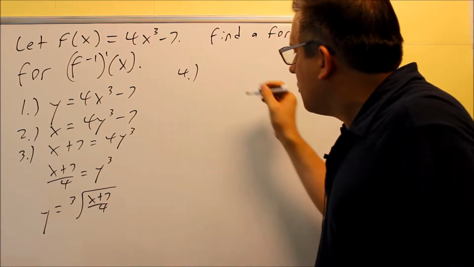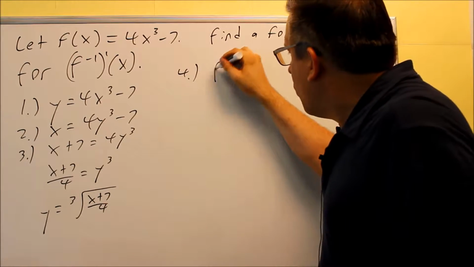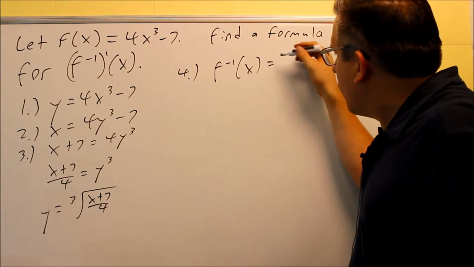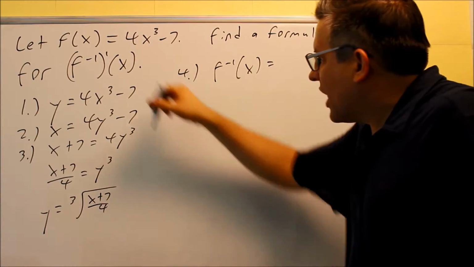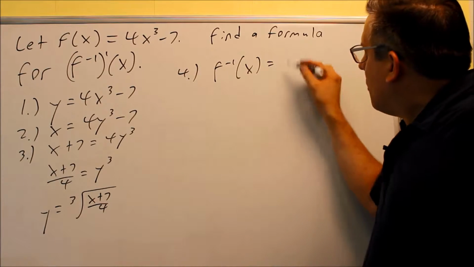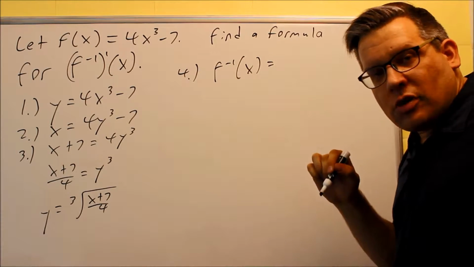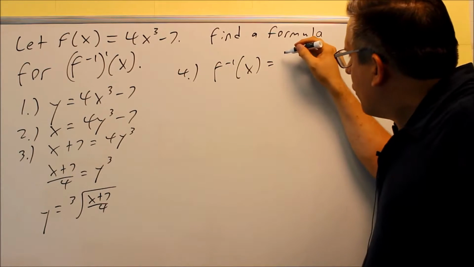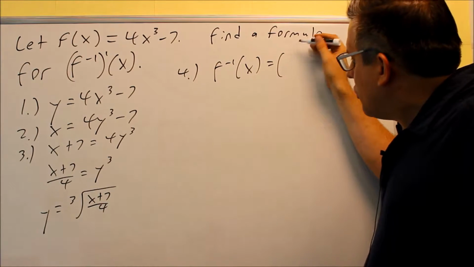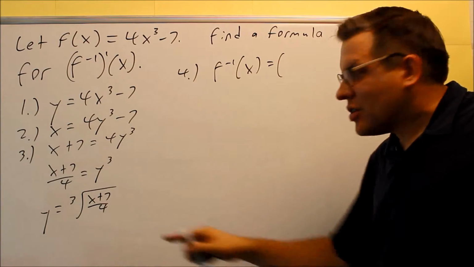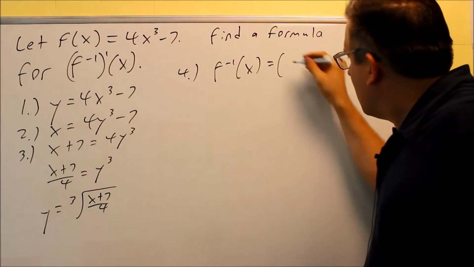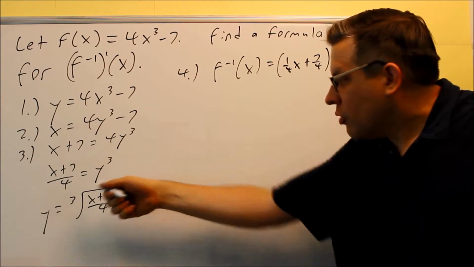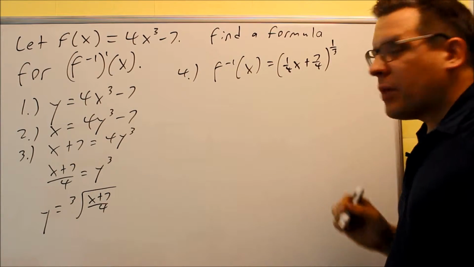For step 4, you need to replace the y with the inverse notation. So now we know what the correct formula is for the inverse. Now, because I have to take the derivative of it, I'm going to make this into a friendlier form, so that it'll be easier for us to use the derivative rules. I'm going to take the inside one, x plus 7, and divide each of those by 4. So I get 1/4 x plus 7/4. And then the cube root, I'm going to write as a 1/3 power.